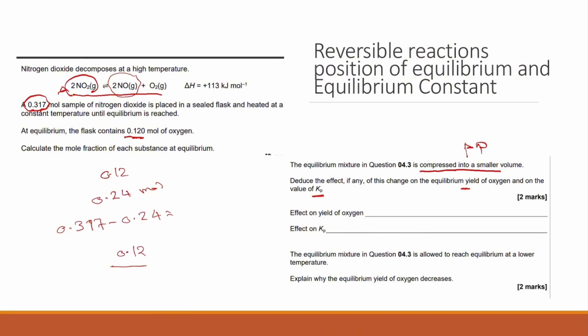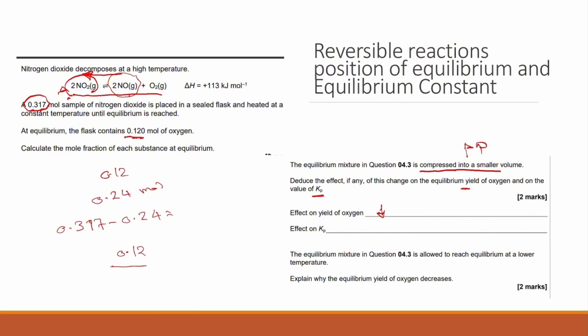However, that will affect the yield of oxygen here, because when you increase the pressure, the equilibrium will be shifted to the side with the lower number of moles, meaning it will be shifted to the left. And that means that the yield of oxygen will decrease if we increase the pressure. There are 2 moles on the left-hand side, 3 moles in total on the right-hand side.